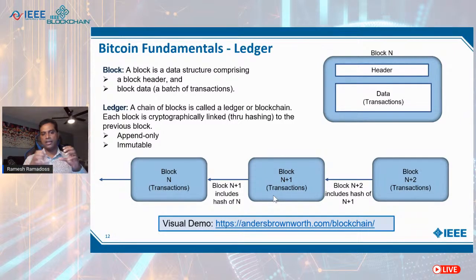And each block is linked to the previous block through hashing. So that's why it's called a blockchain. It's basically a chain of blocks, and they're cryptographically secured and linked. If you really want to know how this works, there's a demo at the link. You can see how the hashing and the linking works.